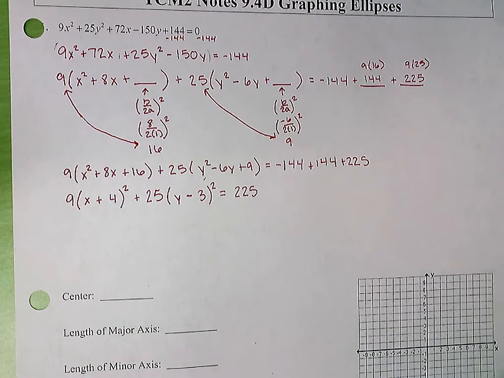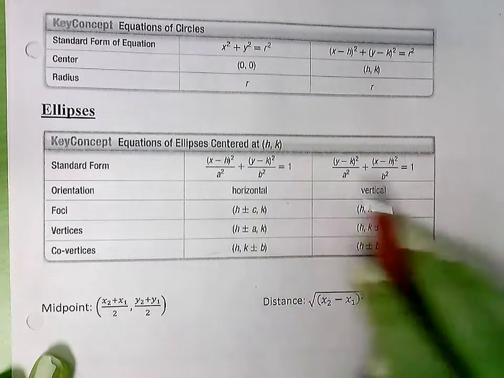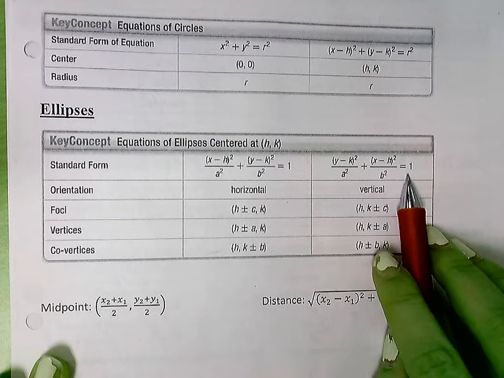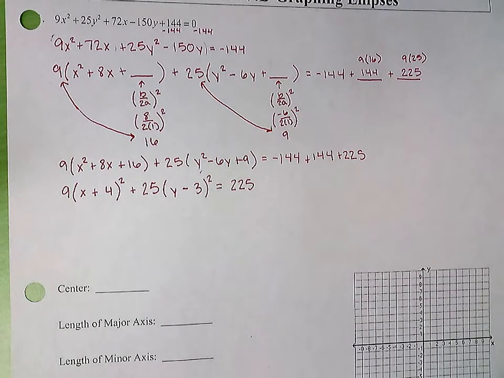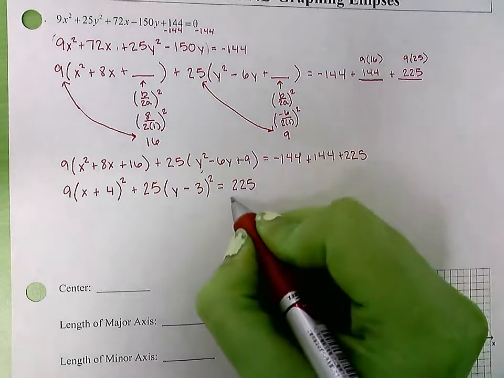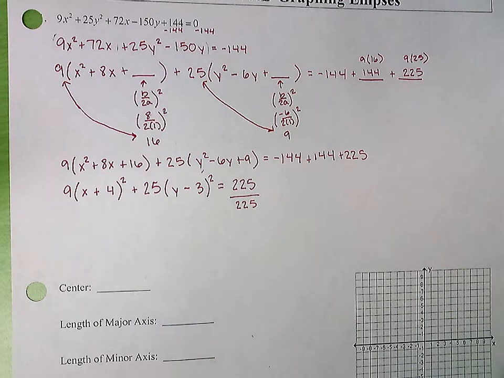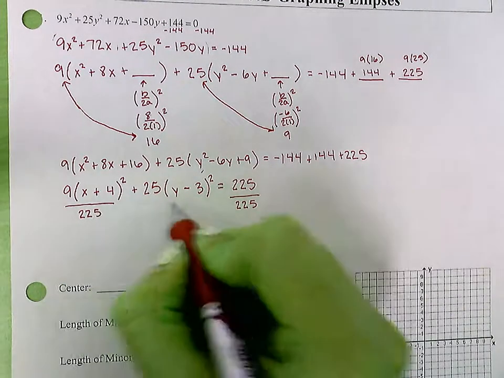Now for your ellipse, in your equation, for your standard form, they always have to equal 1. So somehow I have to get this equal to 1. Divide everything. Oh, you divide everything by 225? Yes. So you're going to divide everything by 225.